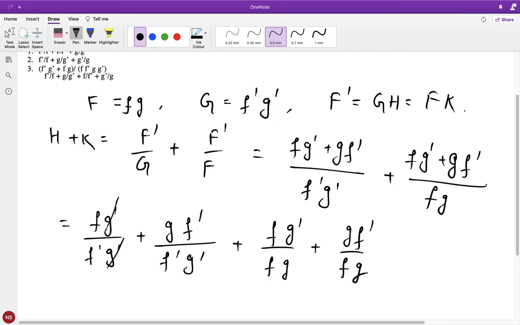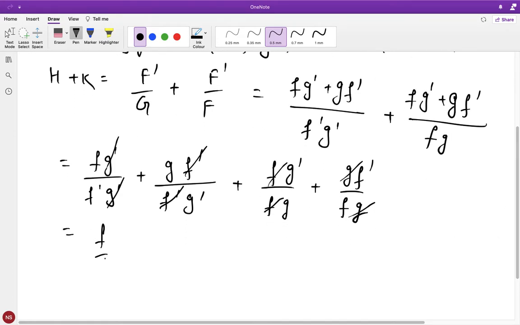g dash cancelled, f dash cancelled, f cancelled, g cancelled, so we get f by f dash plus g by g dash plus g dash by g plus f dash by f.